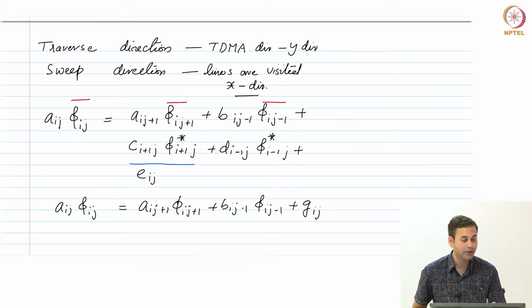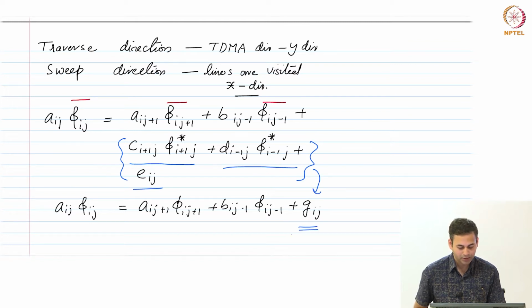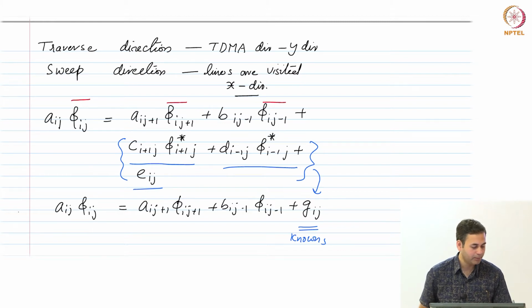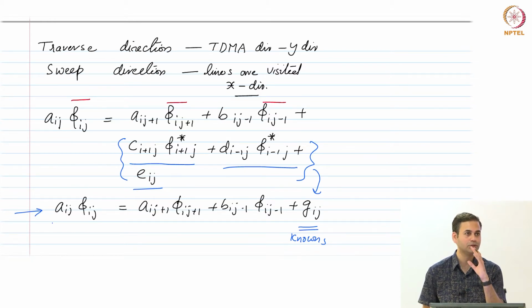Ci+1,j phi(i+1,j)*, di-1,j phi(i-1,j)*, and Eij, right. All these terms together is nothing but Gij. So Gij is a known value, right. Now, can we apply TDMA for this line? I can apply TDMA along this line and then solve for all the phi values in one shot, right. And then I move on to the next line.